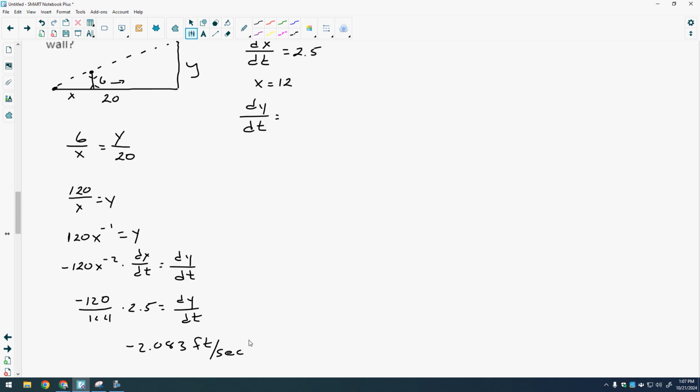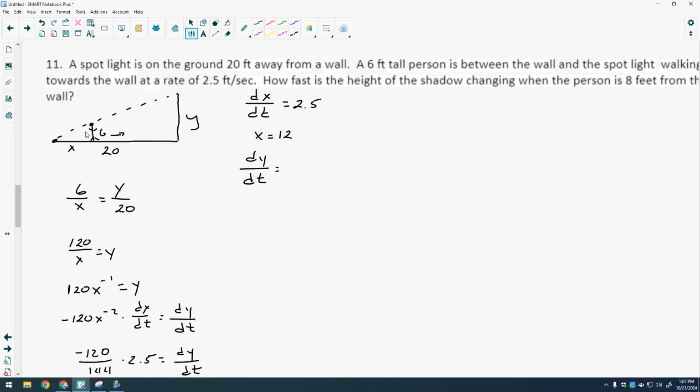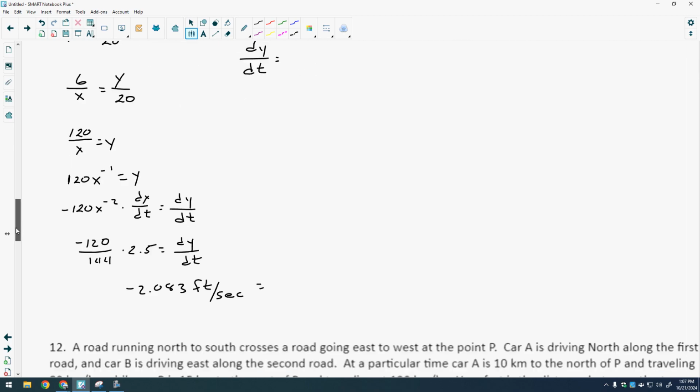Would it make sense that as the person walks towards the wall, the shadow is decreasing? As the person walks towards the wall, is the shadow really going to decrease? Yes. As the person walks over here, the person sitting right here is still 6 feet, but the shadow is no longer the same height. When the person hits the wall, the height will be 6 feet. Okay. That was a side note.